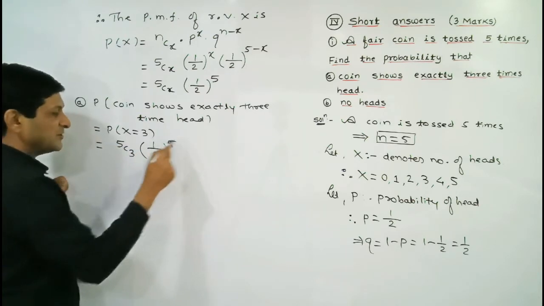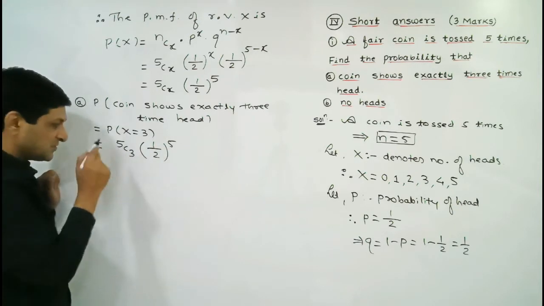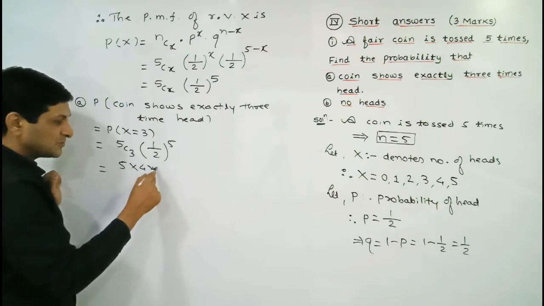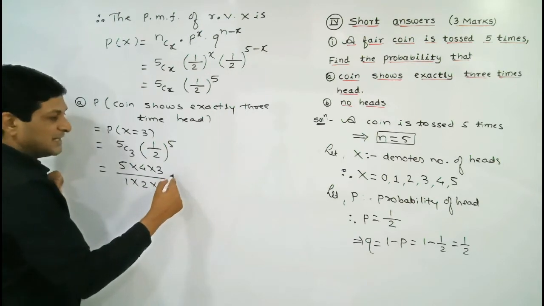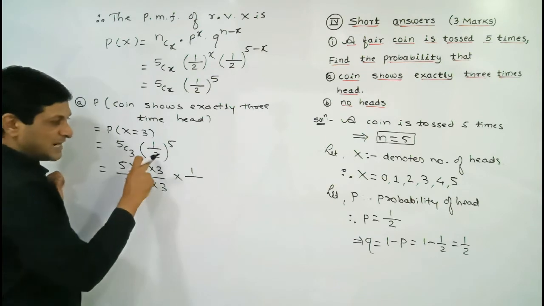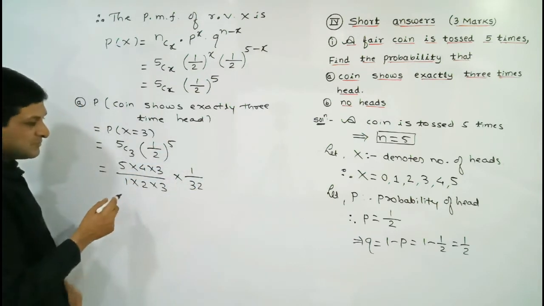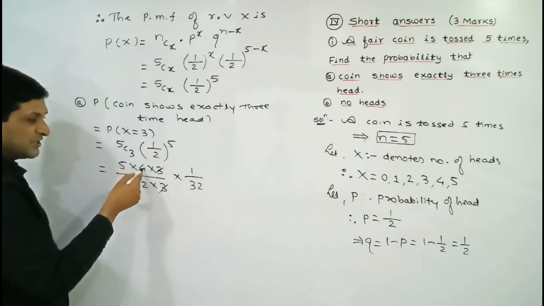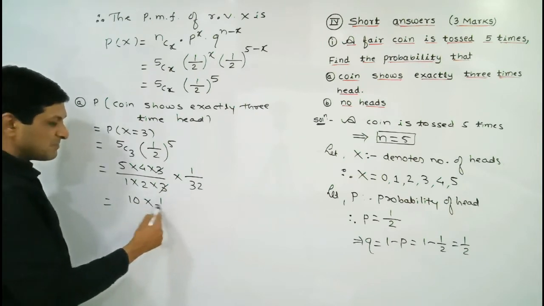So here we will get 5C3 into 1 by 2 raised to power 5, which is equal to, now we are finding the value of this combination. Since 3 choices are there, in the numerator write down 5 into 4 into 3, and in the denominator also 3 numbers, 1 into 2 into 3, and into 1 upon, 1 raised to power 5 is 1 and 2 raised to power 5 will be equal to 32. Let us check which terms will get cancelled. Here 3 and 3 will get cancelled. 5 into 4 is 20, 20 upon 2 will be equal to 10. 10 into 1 by 32.